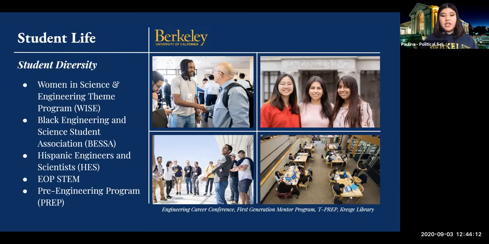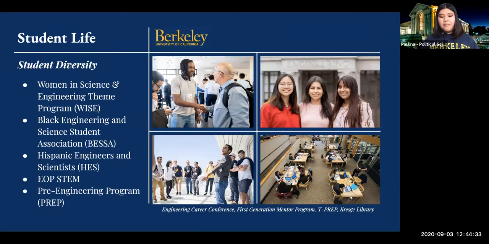We have the Education Opportunities Program for STEM, for students who need extra resources, who have not gotten the support that they need in the past. The school is here for them. The College of Engineering really has amazing tutoring and all kinds of resources for those students. We also have the pre-engineering program, PrEP.